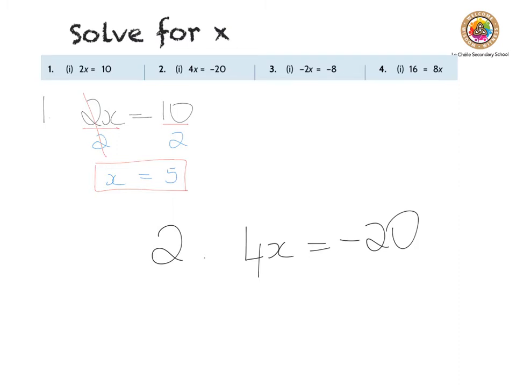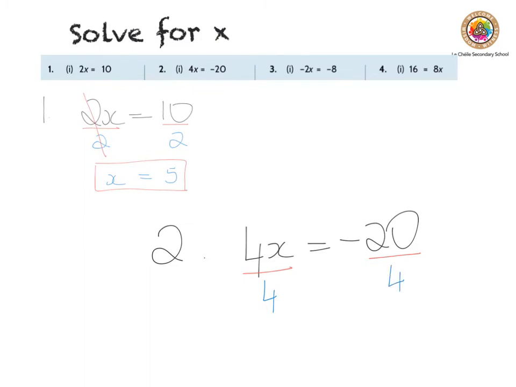So here I can see that 4 is again multiplied by x. I know the opposite of multiplication is division, and so I'm going to divide 4x by 4 in order to get x on its own. And so my rule here is, if I do something on one side of the equals, I must do it on the other side. So here on this side I've divided by 4, so on the other side of the equals I must also divide by 4.